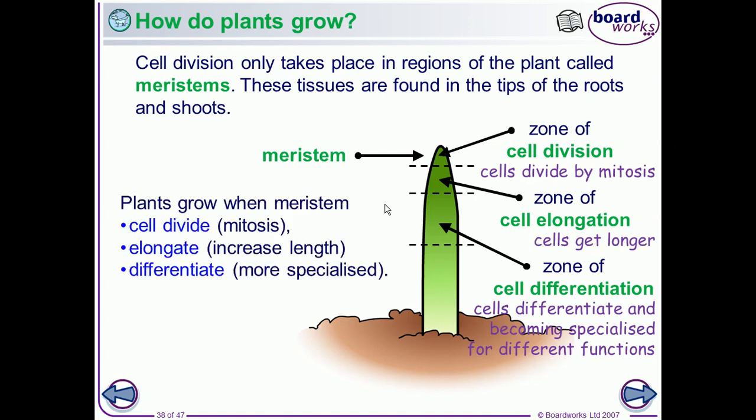So growth in plants involves three stages: mitosis, for the cell to divide to produce unspecialized cells, and then these cells increase in length, which means that they elongate, and then finally they differentiate to become more specialized so they can have different functions. So plant growth is slightly different to animal growth because there are three stages instead of two. There's cell division, the extra stage of elongation, which is what causes the growth of plants. That increase in length of the cells increases the size of the plant. And then just like animal cells, there's differentiation for the cells to become more specialized.